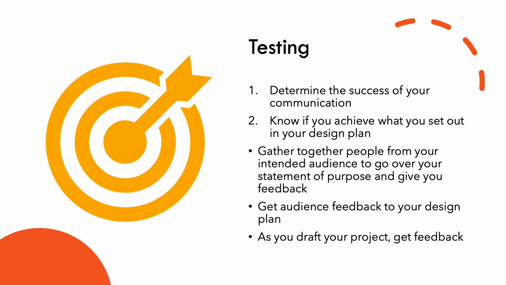Get audience feedback on your design plan. Again, something that happens before you start writing. And then, lastly, as you draft your project, get feedback. And that will come in the form of peer review and review from myself as the instructor. But think about other ways that you can get feedback on your writing besides your peers and besides me. Maybe you want to have a parent read it, or your best friend, or your grandma or grandpa. It's totally up to you. The more testing you can do, the better, because that's just going to improve your piece of writing.